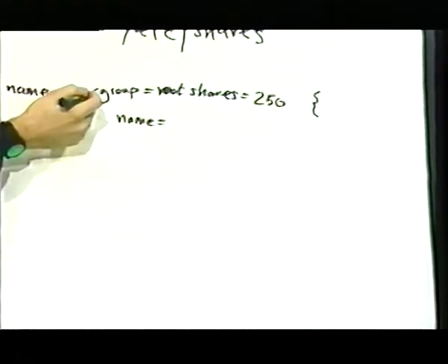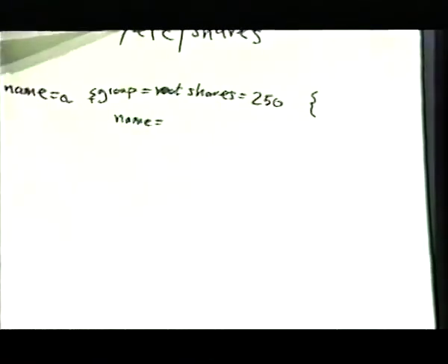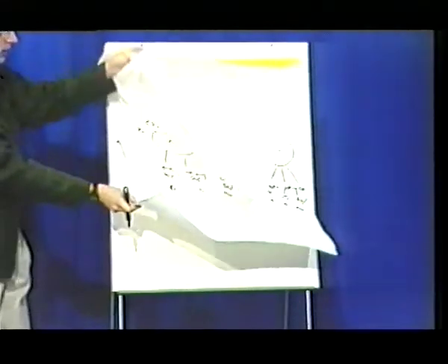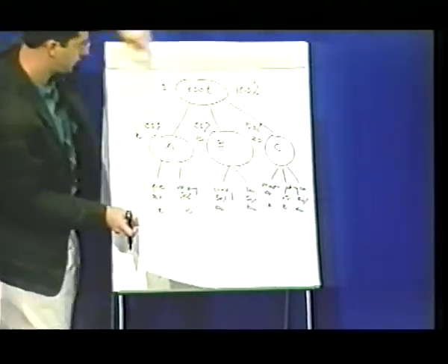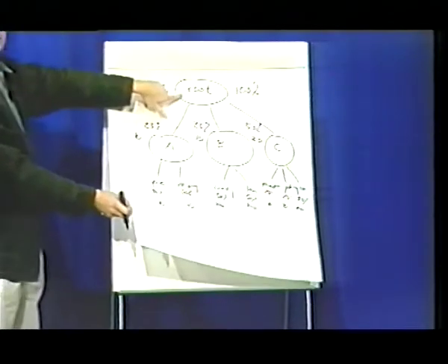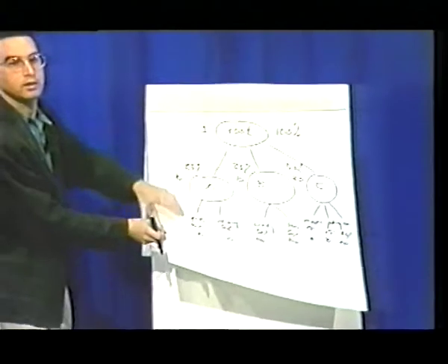S is share group. So what I'm doing with the S group keyword is specifying that group A's share group is root. These are all members of root. These are all members of A.